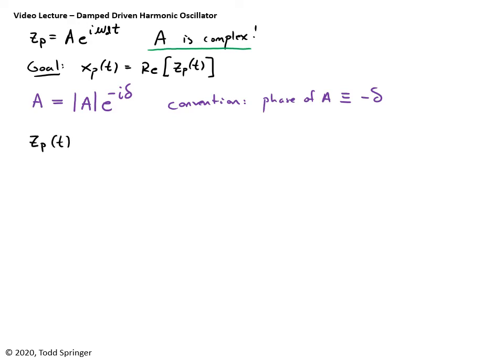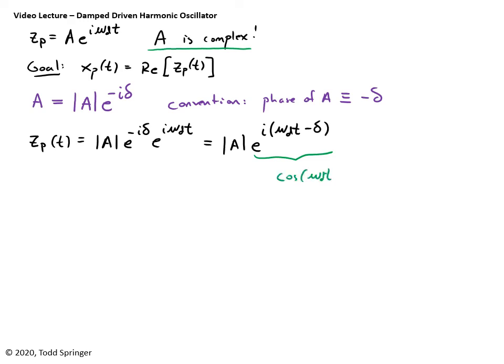z_p of t is the magnitude, or the modulus |A|, e to the minus i delta, e to the i omega_d t, which is equal to the modulus of A, e to the i (omega_d t minus delta). And now you can see why I wrote it that way, because this is Euler's theorem, which I can use very easily. This is cosine of omega_d t, whoops, plus minus delta, I got my minus delta, cosine of (omega_d t minus delta) plus i sine of (omega_d t minus delta), whole thing times |A|, like that.